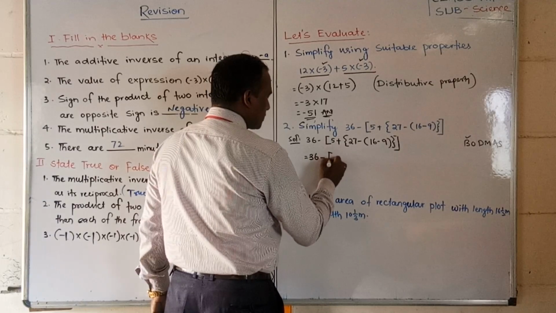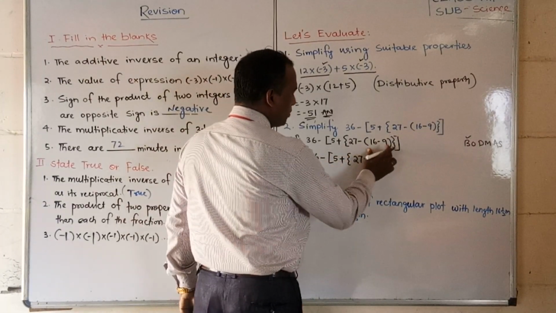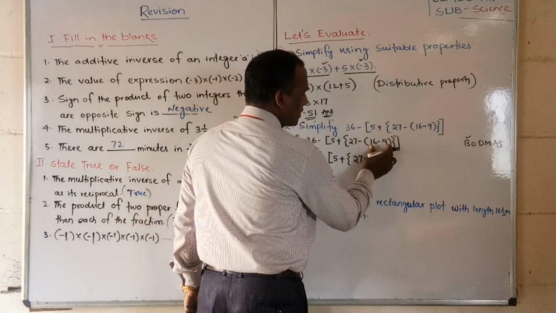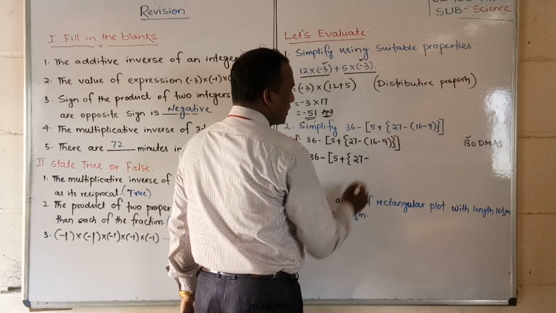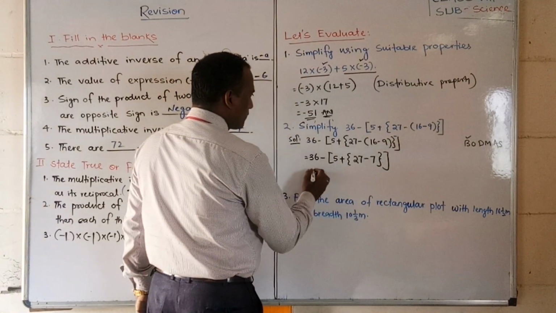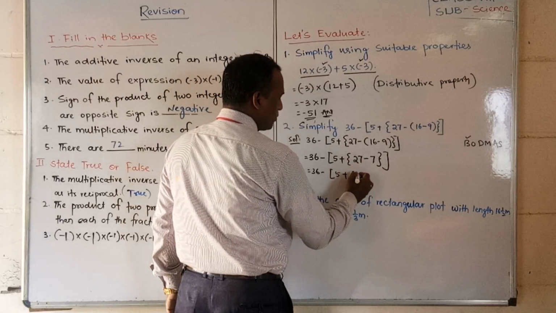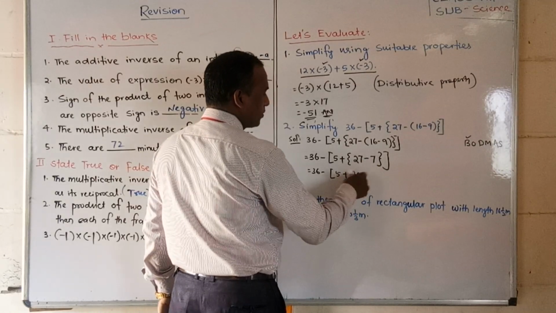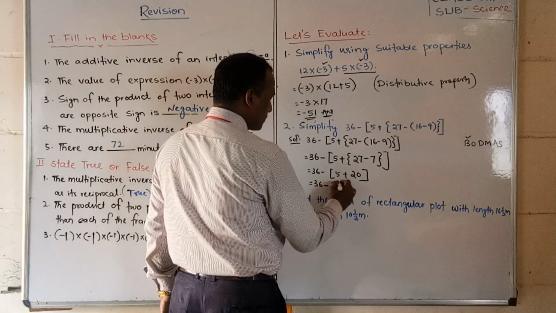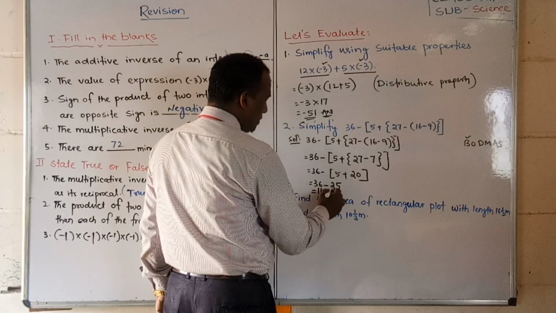So 36 minus 5 plus 27, first remove this bracket. The rest I have written as usual, and this bracket is simplified first: 16 minus 9 is equal to 7. So now this bracket is already over. Now 36 minus 5 plus this bracket, so 27 minus 7 is equal to 20. Now 36 minus 25 is equal to 11. So this is our answer.